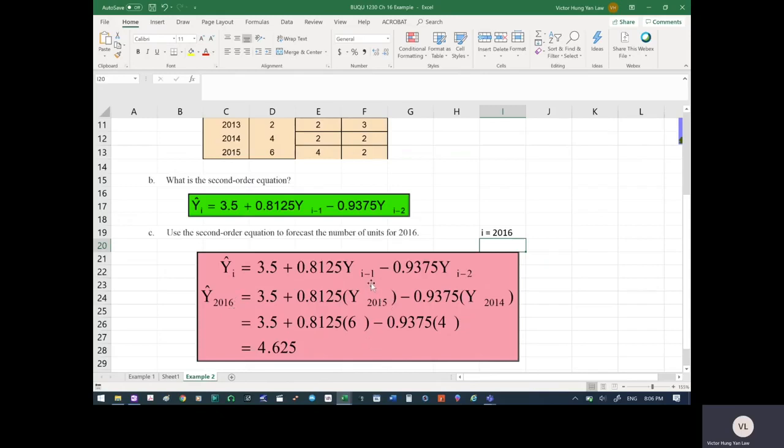That means i minus 1 is 2016 minus 1, which is 2015, and i minus 2 is 2016 minus 2, which is 2014. The next step is to substitute the values for 2015 and 2014. For 2014 it's 4, and for 2015 it's 6. We substitute those values into the equation, and the rest is simple. We just solve for y, and for 2016 we get 4.625.